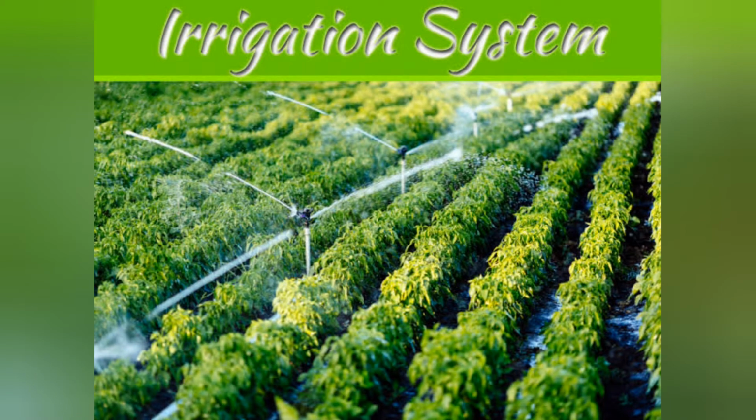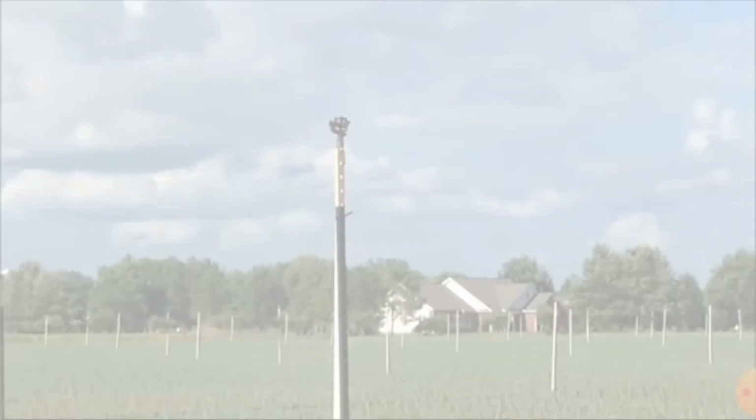In irrigation, there are several methods of irrigation. They vary in how the water is supplied to the plants. The goal is to apply the water to the plants so that each plant has the amount of water it needs, neither too much nor too little.